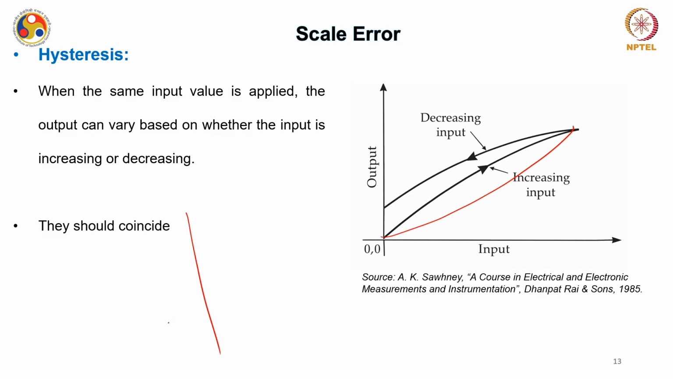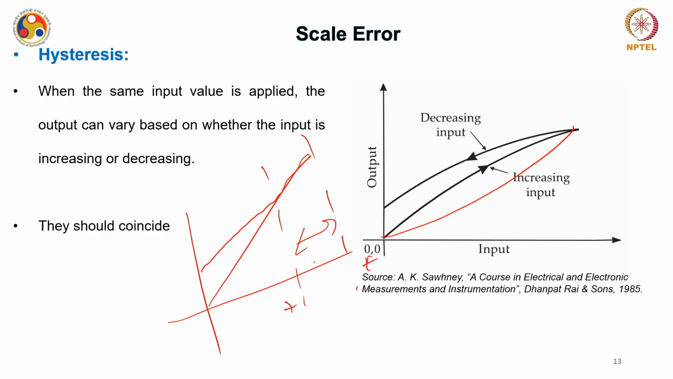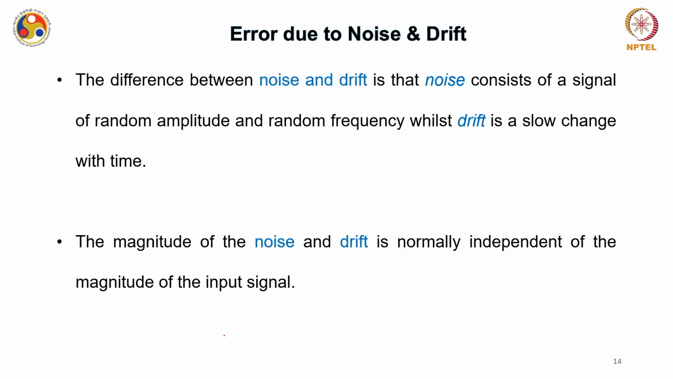We have seen with a certain example that when we increased the input from a certain value to the maximum value, in the higher concentration range it was coinciding, but then we had hysteresis. So you can say in these cases that in the higher concentration or higher input range you had nearly no hysteresis, while the hysteresis is more prominent in the lower input regime. So these were different scale errors.